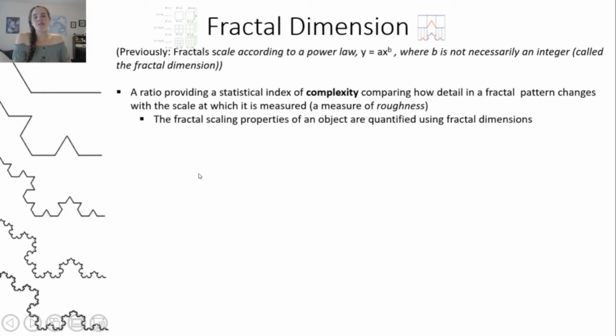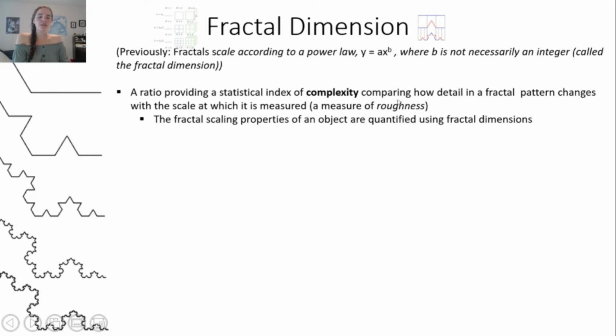So previously we said that fractals scale according to a power law, y equals ax to the b, where b is not necessarily an integer, and it's called the fractal dimension. So fractals have a non-integer fractal dimension. The fractal dimension is a ratio providing a statistical index of complexity, comparing how detail in a fractal pattern changes with the scale at which it is measured.